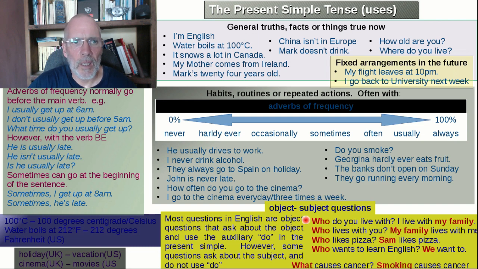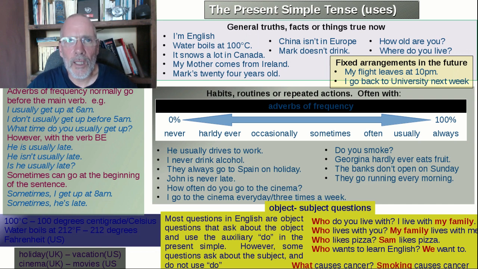So just remember that most questions are actually object questions. They are about the object. So in most cases you're going to be using the auxiliary verb do, and that is why at beginner level you're only really taught this form. This other form is taught at intermediate level, probably B1 or B2 level and above.